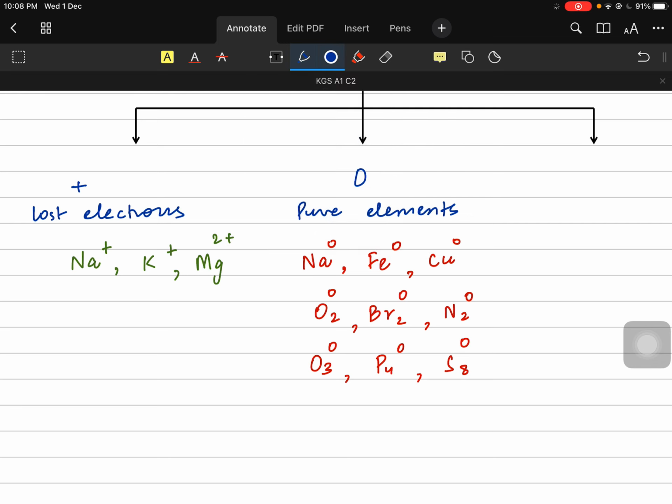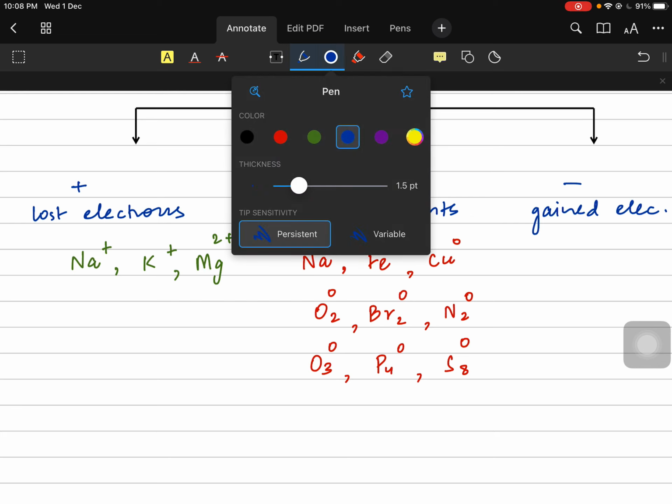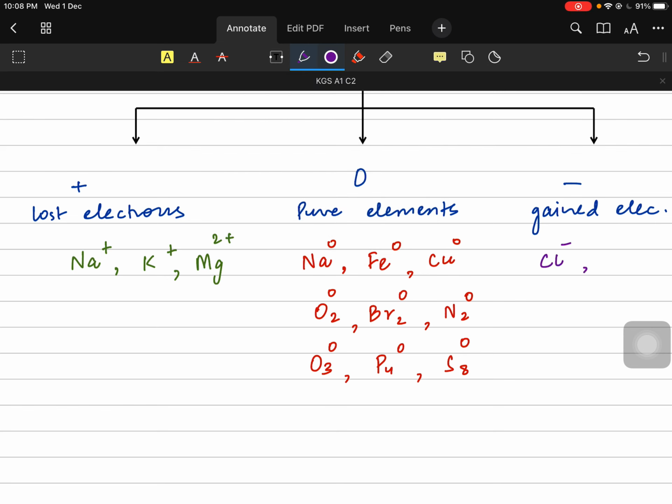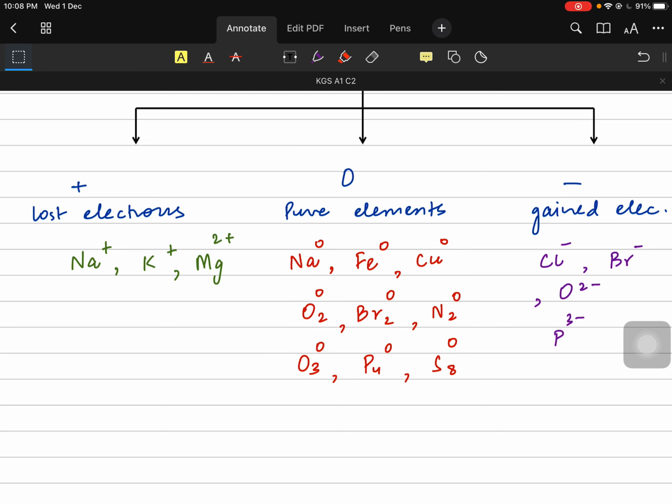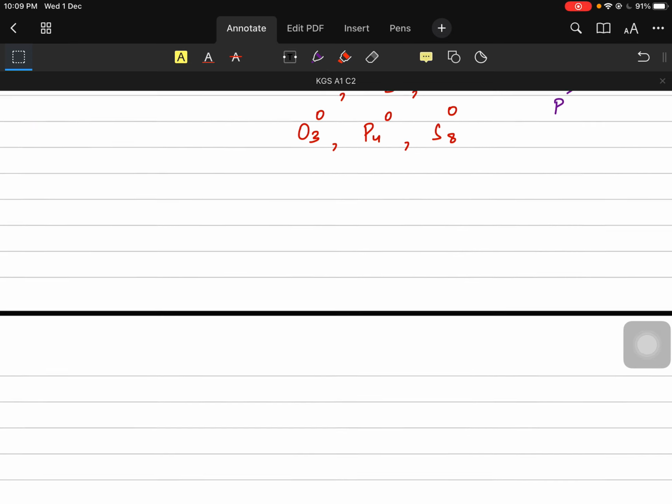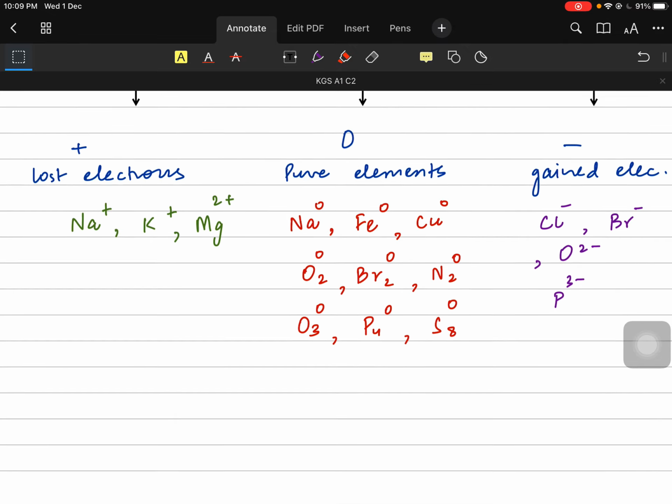There's another thing called the negative oxidation number, which means gained electrons. For example, chloride with a minus charge, bromide with a minus charge, oxide with a minus charge, phosphide with a minus charge. There are other possibilities as well, but over here right now we are talking about the simplest ones. So positive oxidation number means loss of electrons, negative means gain of electrons, and 0 means it's a simple single element. If it's a pure element, it's always going to be a 0.